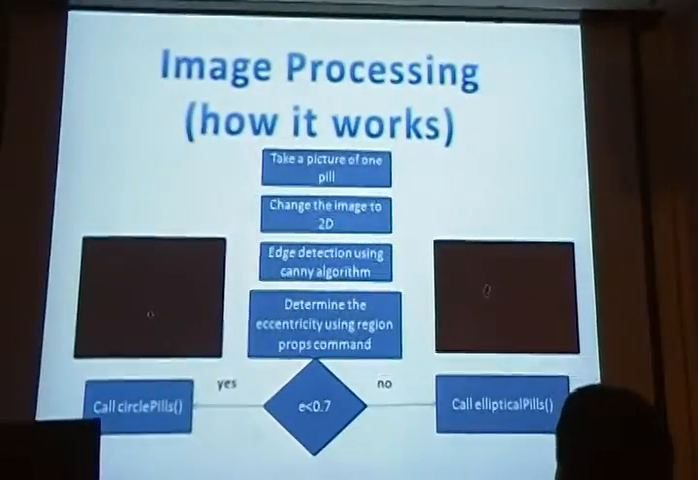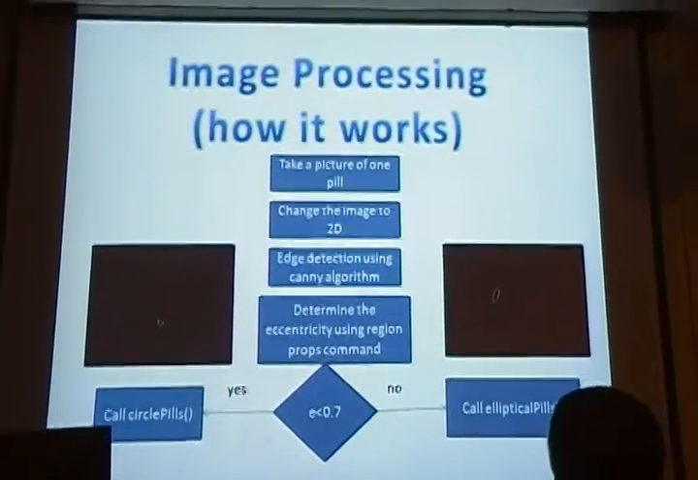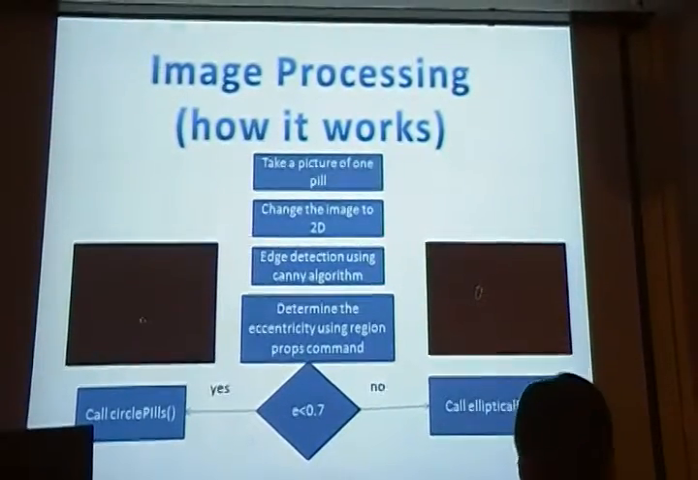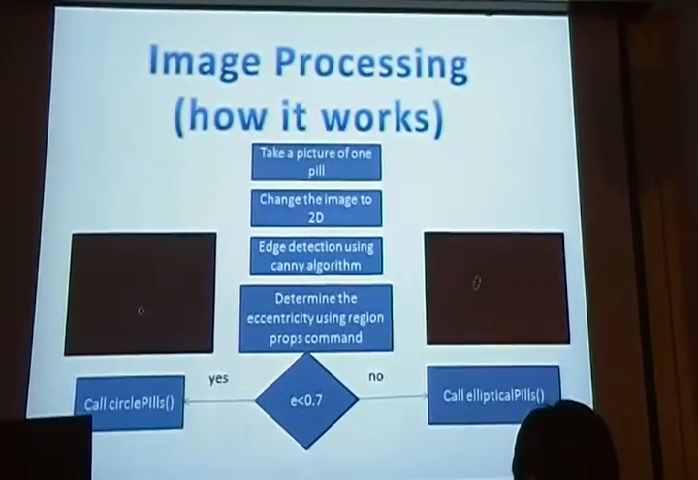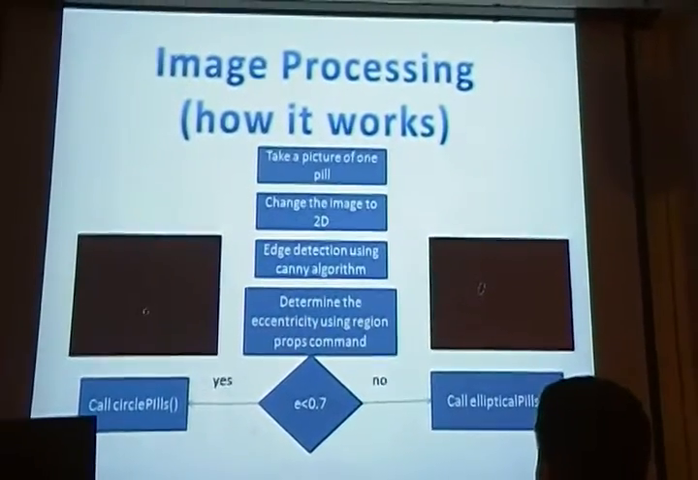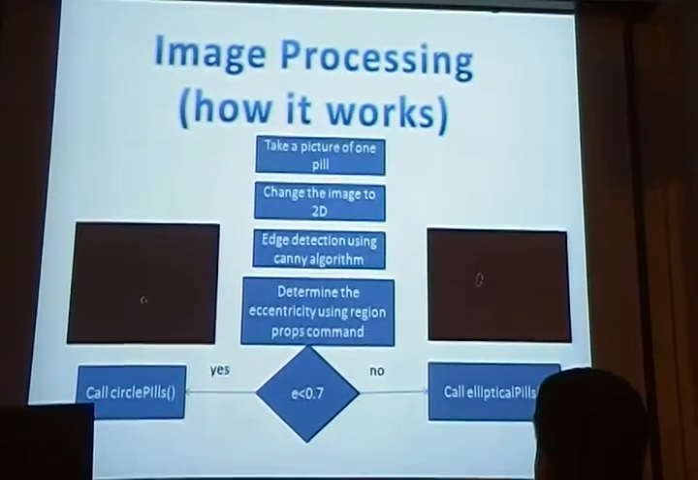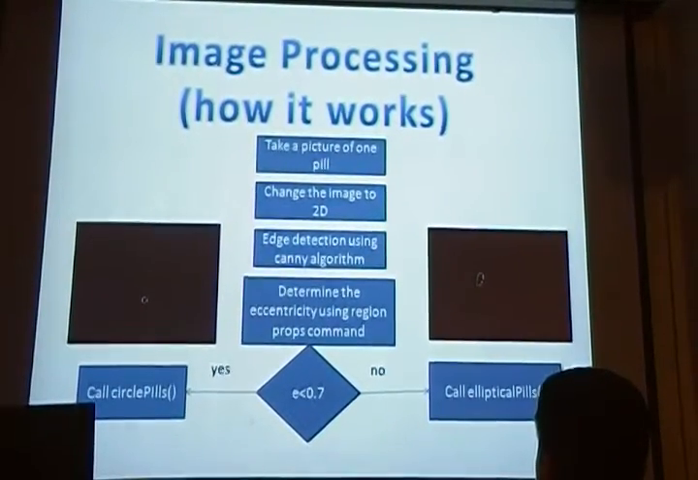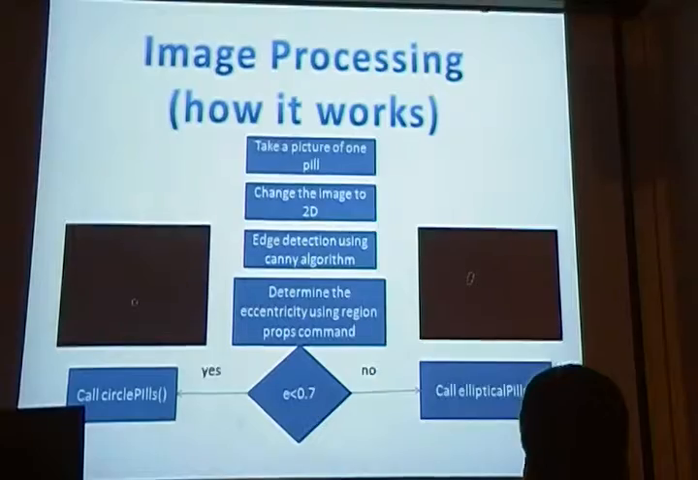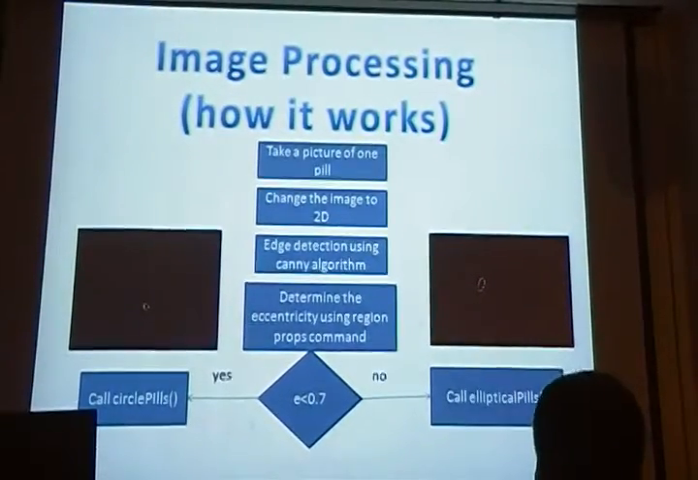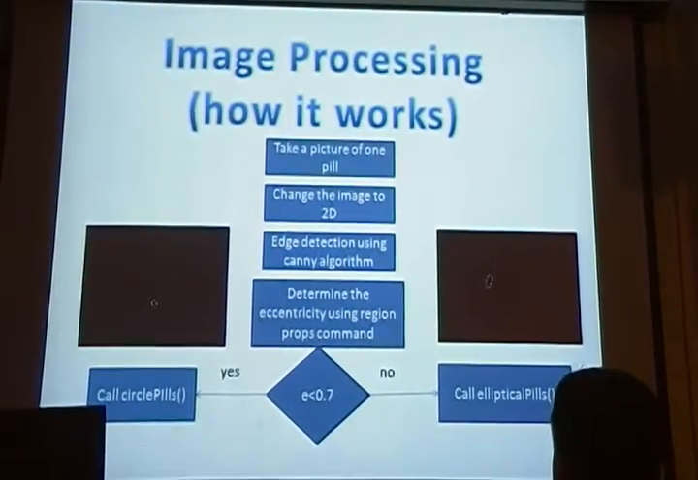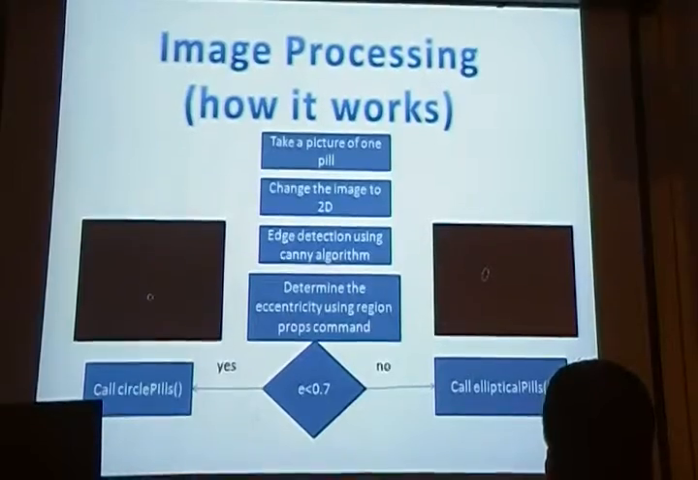This is how the image processing part works. First, we take a picture of one pill, and then we change the image to grayscale. Then we edge detect it using the Canny algorithm, which removes all the edges except for the desired ones. Then we use the regionprops command to calculate the eccentricity of the 2 shapes. If it's a circle pill, it will range from 0 to 0.5, and if it's an ellipse, it will go from 0.995 to 1. Depending on the value of the eccentricity, it calls a particular function.